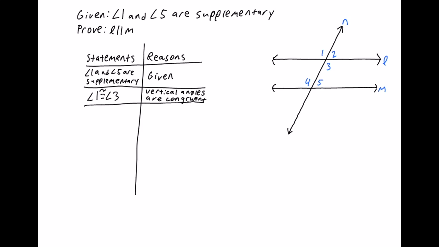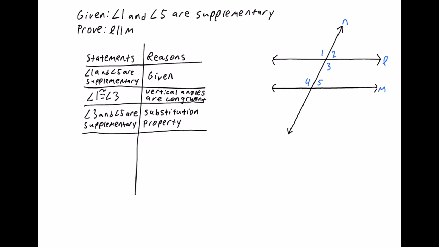So now that angle 1 and angle 3 are congruent, we can say that angle 3 and angle 5 are supplementary. And the reason for that is substitution. Because since we said angle 1 is congruent to angle 3, we substituted angle 3 for angle 1 to say angle 3 and angle 5 are supplementary by substituting it in. So using the substitution property, we can say angle 3 and angle 5 are supplementary.